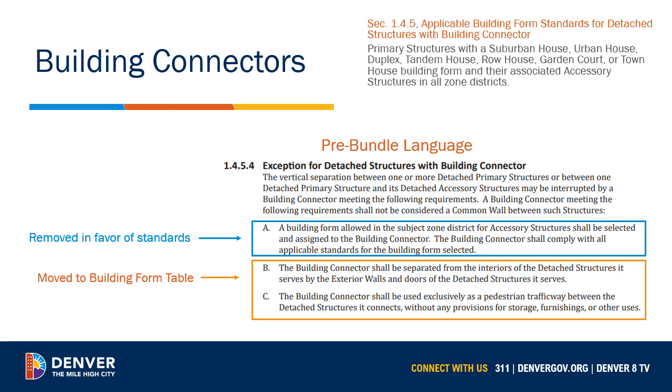On the right side of the screen, you'll see the language in the Denver Zoning Code today explaining how building connectors are regulated. The introductory portion has been relocated to its own standard called vertical separation required. This point states that there must be opening from ground to sky between any primary and accessory structure. A says that all building connectors must follow the building form standards for the accessory structure building form that is selected. This has been replaced with building form standards and a table that I'll show on the next slide. Similarly, B and C have been moved to the building form table.